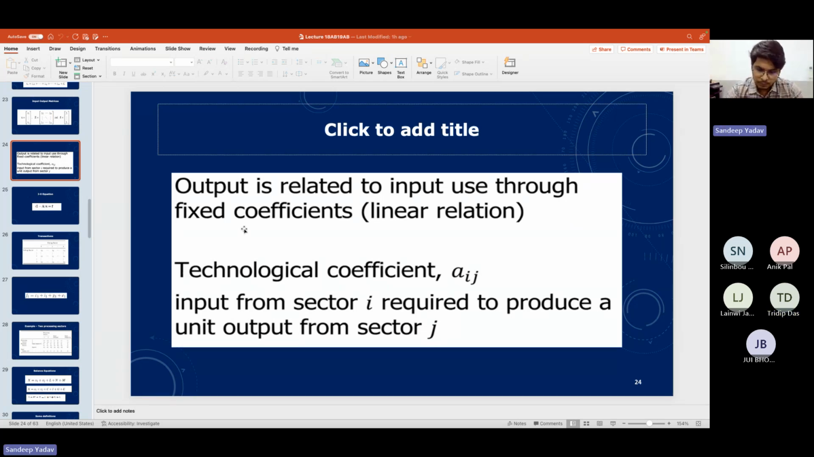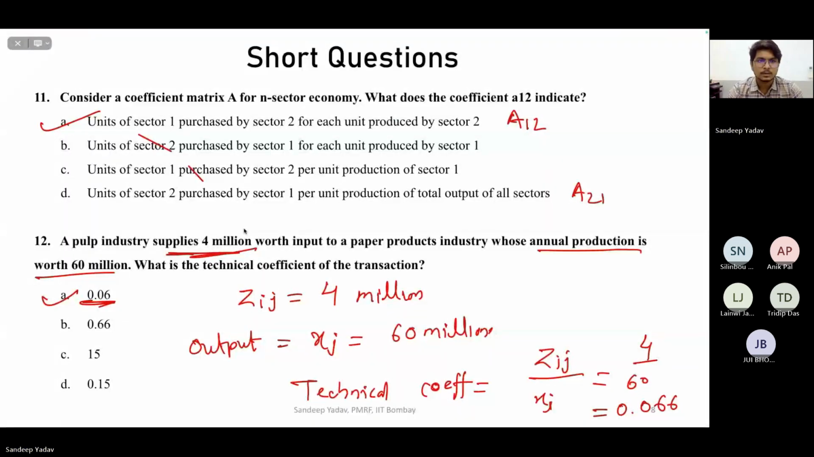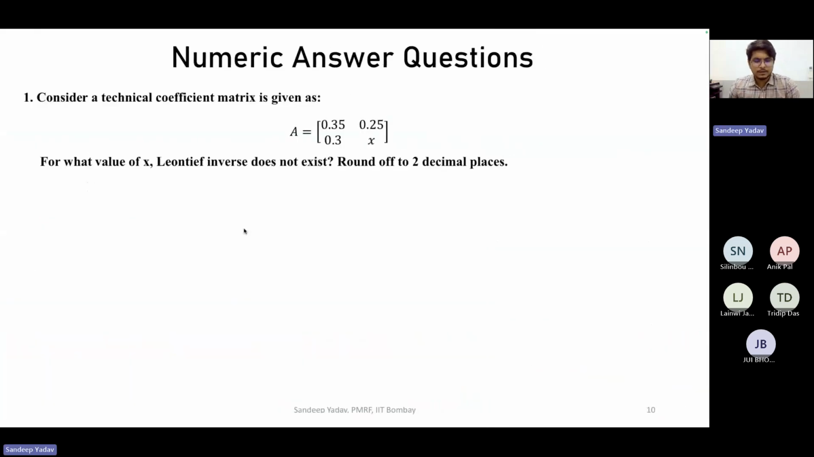Okay, now moving to the content. So now we'll start the numerical answer type questions. The first question says, consider a technical coefficient matrix given as A, with entries 0.35, 0.25, 0.3 and x. Now find for what value of x the Leontief inverse does not exist.